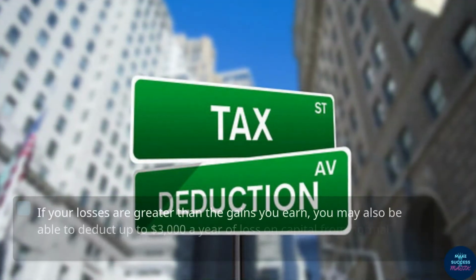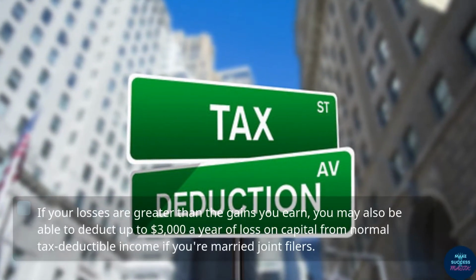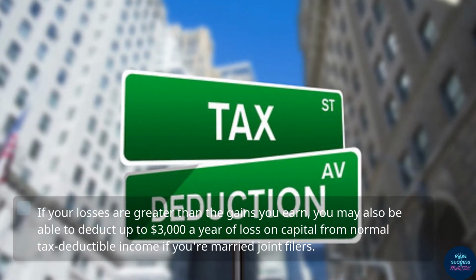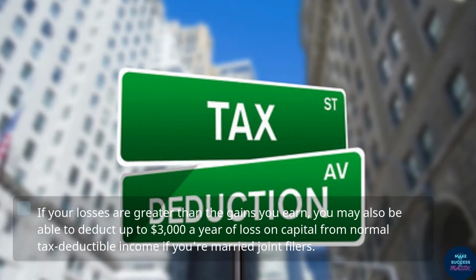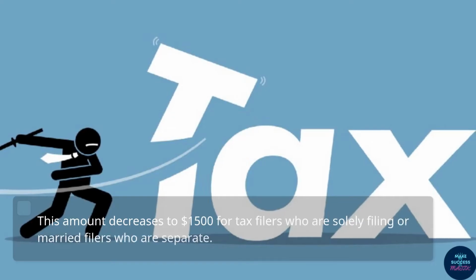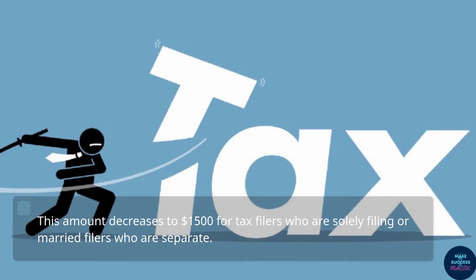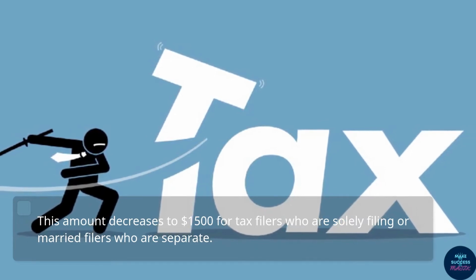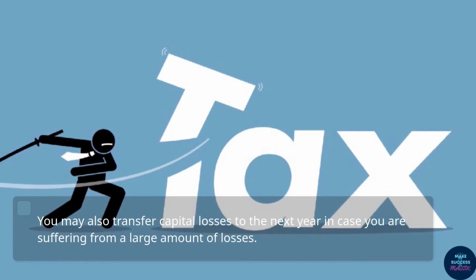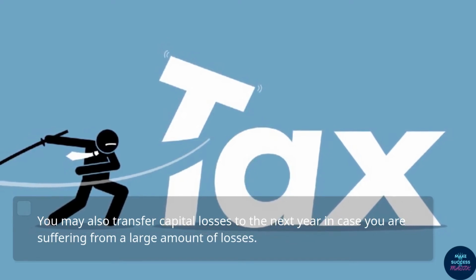If your losses are greater than the gains you earn, you may also be able to deduct up to $3,000 a year of capital loss from normal taxable income if you're married filing jointly. This amount decreases to $1,500 for single filers or married filers who file separately. You may also carry capital losses over to the next year if you have a large amount of losses.